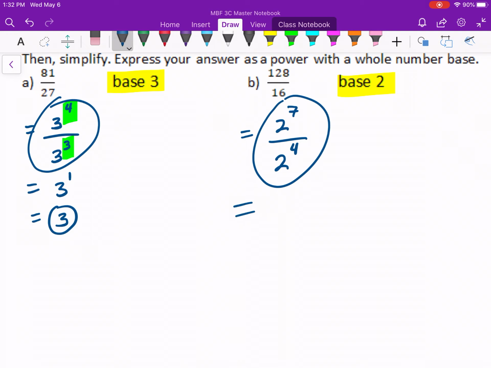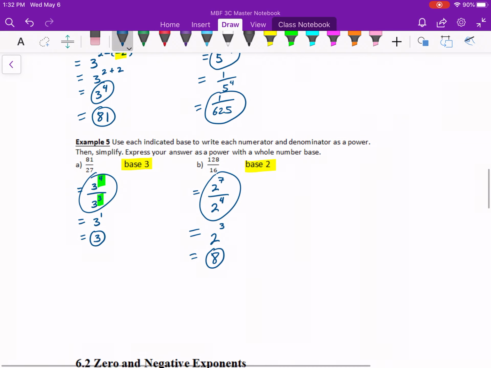Now again, using our division of powers rule, we're going to subtract the 4 from the 7, and we get 2 to the 3. And then we know that 2 to the 3 is equal to 8. So we did this whole thing without any need of a calculator if we understand how the exponents are working.